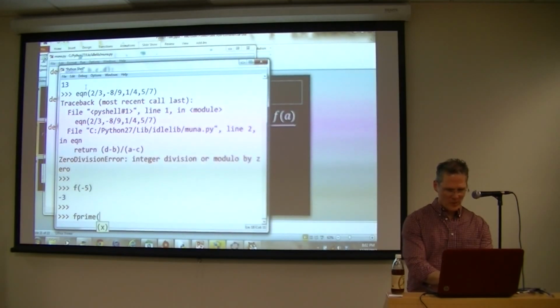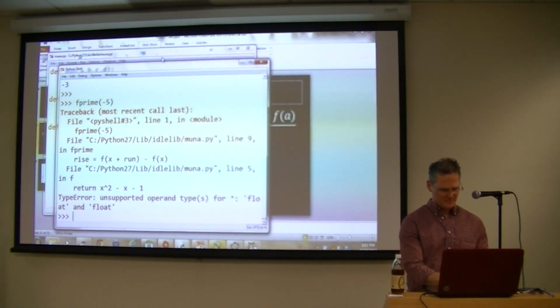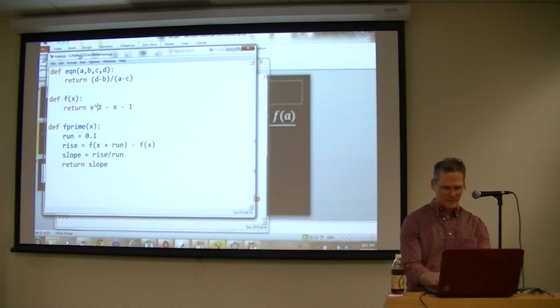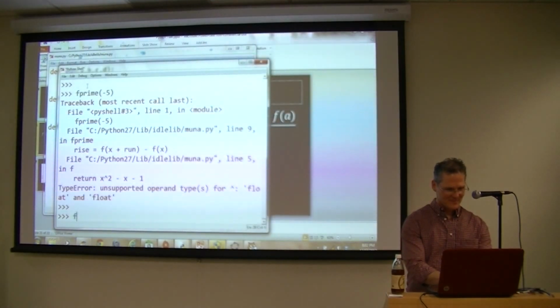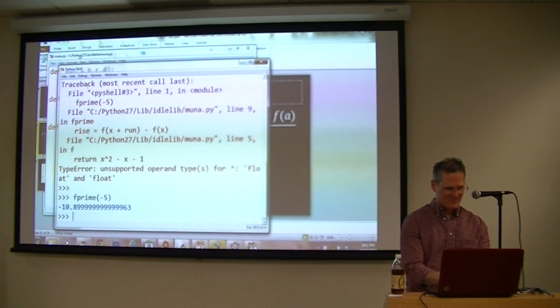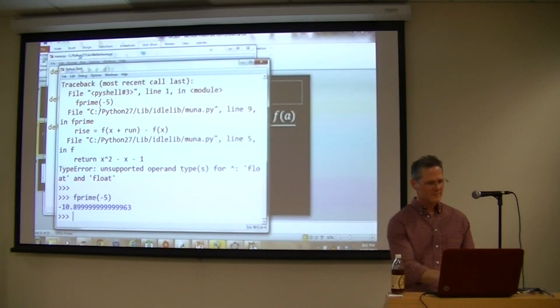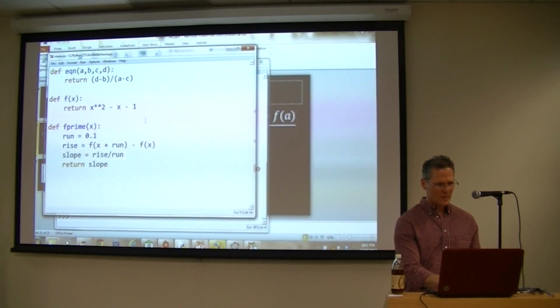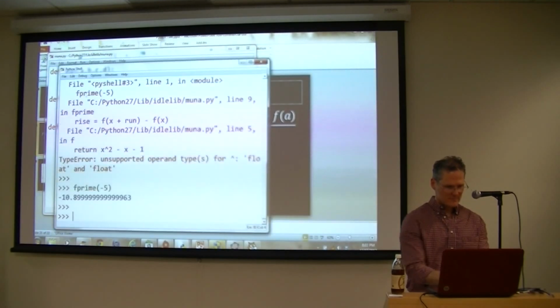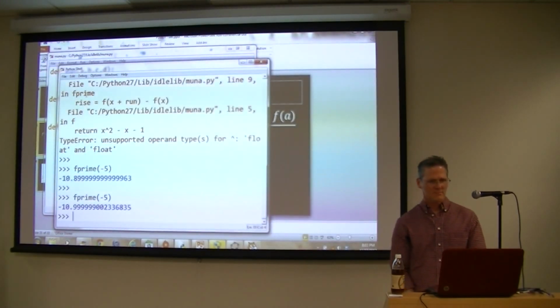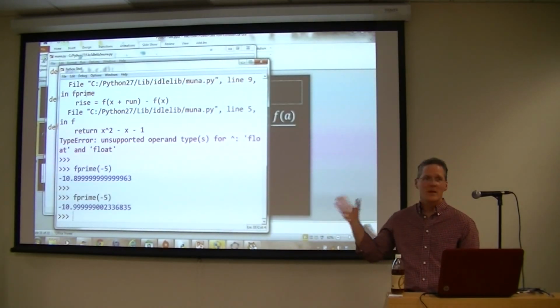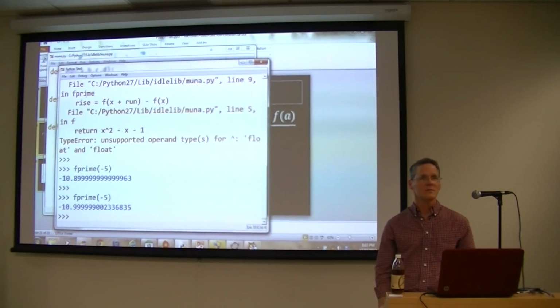So what's f prime at -5, I wonder? Let's see. That's what it was. I was doing Logo, so Python's exponentials. Pretty close to -10.9. How could we get it closer? Just make the run even smaller. I think it's about -11. Again, there's really nothing that you need calculus to understand about that.